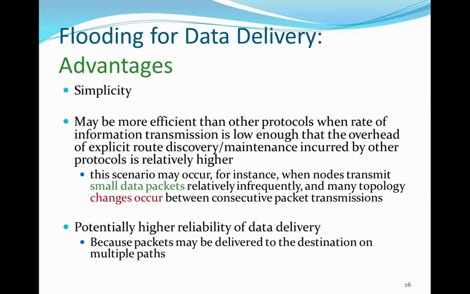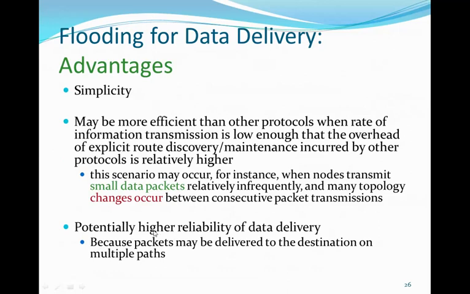This scenario may occur, for instance, when a node transmits small packets relatively infrequently, and many topology changes occur between consecutive packet transmissions. Whenever there is consecutive packet transmission, if the node is not there, then you have to start the route discovery process again and again. There is a possibility that you want to deliver three packets, and for all these three packets, you have done the route discovery toward the potential destination.